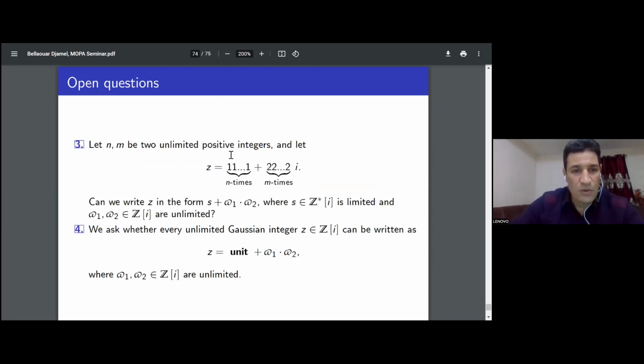In this question, we ask if this number, 1, 1, 1 n times plus 2, 2, 2 m times, where n and m are unlimited, so we ask if z can be written as s plus omega 1 omega 2, where s is a non-zero limited Gaussian integer and omega 1, omega 2 are two unlimited Gaussian integers. And in the last question, we ask if every unlimited Gaussian integer can be written as a unit plus the product of two unlimited Gaussian integers.